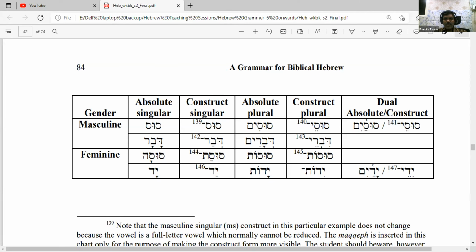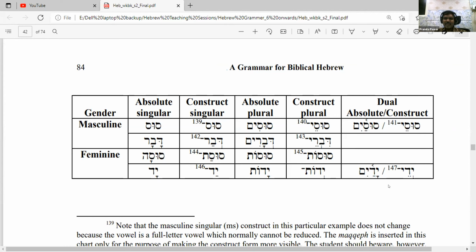What is the plural form of yad? Yadot. Say after me: Yadot. Only the qamets will be reduced to Shva. Say after me: Yedot. And Yadayim will be changed to Yedey. This is dual, Yadayim. It means two hands.